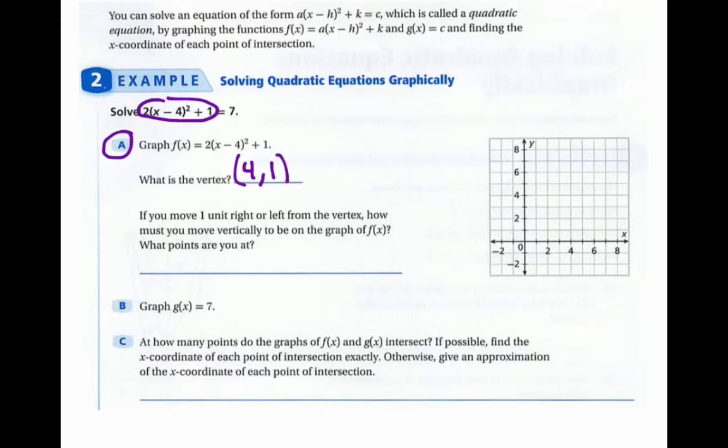Find the vertex, plot the vertex. Let's go ahead and use our initial rate of change. We could move 1 left or right. And because a is 2, if we move 1 left, we're going to go up 2. If we move 1 right, we're going to go up 2. So we'd have these points, 3, 3, and 5, 3. And now with what I just showed you, we could also go over 1 and up 6, right? And plot those points.